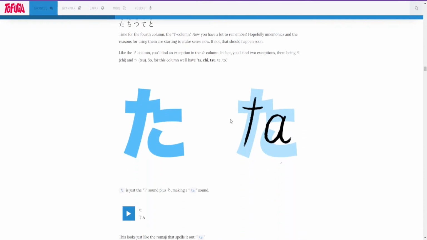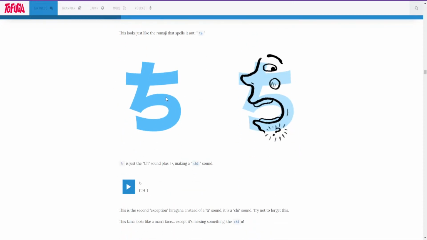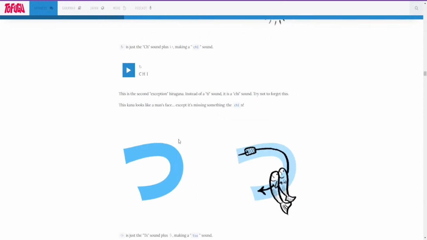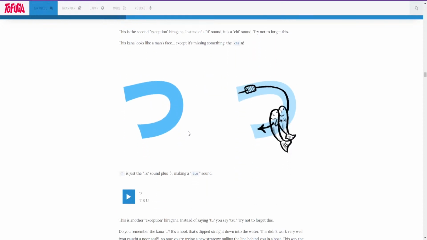So we have ta, which spells ta if you look at it. We have chi, which looks like a person's mouth opening and they bit their cheek. Chi. I burped, I'm sorry. Chi. And then third we have tsu, which is like a sideways hook pulling 2 more fish.